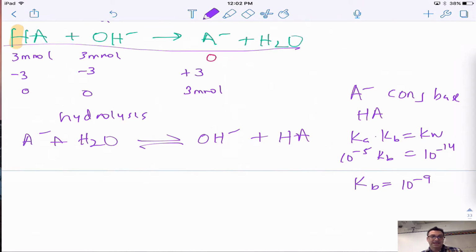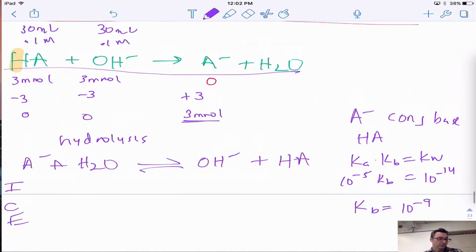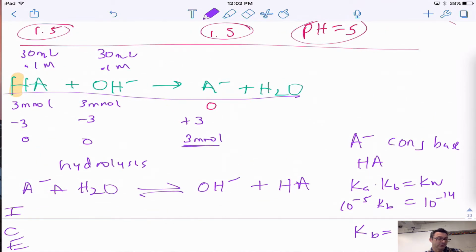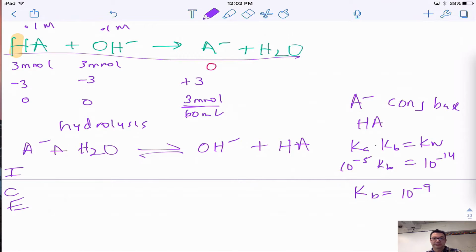Now, with a K expression, we can set up an ICE table here, but we need to be in molarity. It won't work in millimoles. So we need to take this millimole here and divide it by the total volume. The total volume was 60, 30 and 30, so it's going to be 60 milliliters. Notice how I can still work in milliliters because I was in millimoles, saving myself some time. 3 divided by 60 is 0.05 molar.